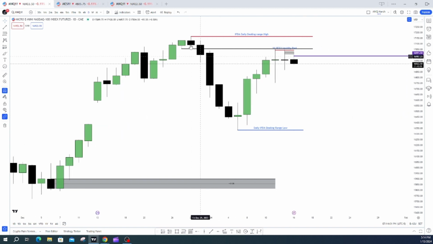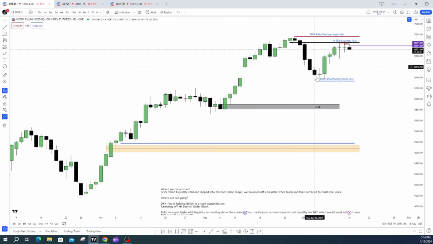Now, as you can see, we have a high here and we have a low here. This is a range. This is a price range where price will want to trade in.